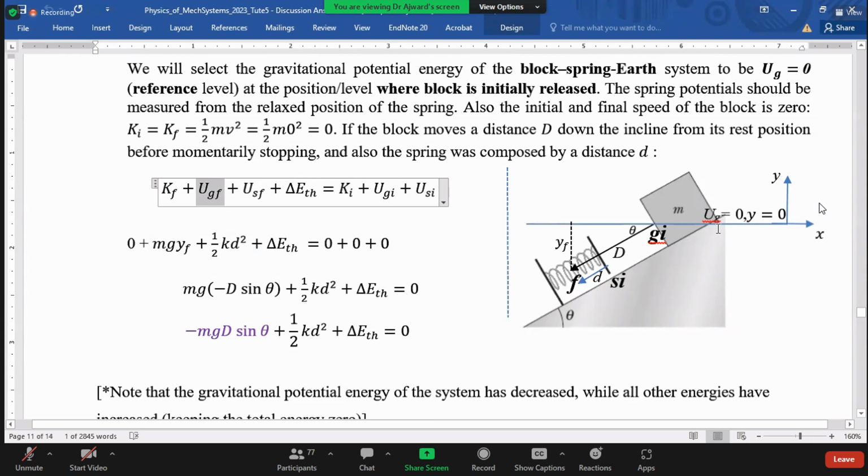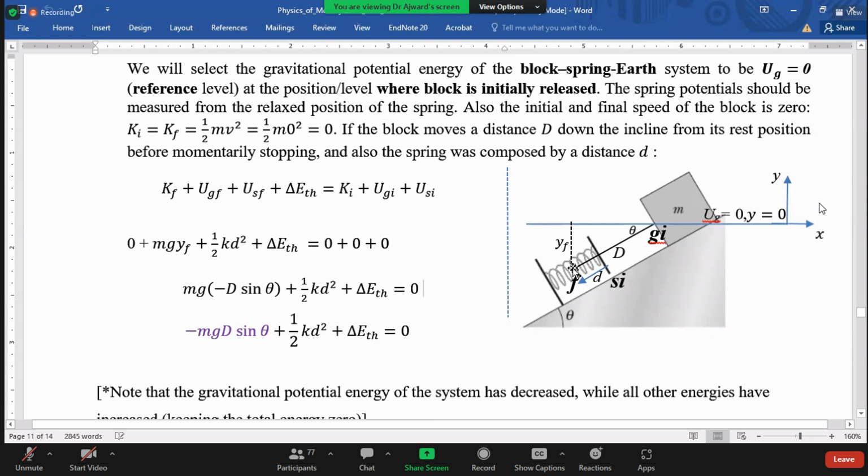So if you choose the reference level here, U equals 0, y equals 0 at the initial height of the release point of the block, and I take the front surface. One might take the center of mass if they like, but for simplicity, I will take the front surface of the block. That doesn't matter much. You can treat the block as a point particle also, right?